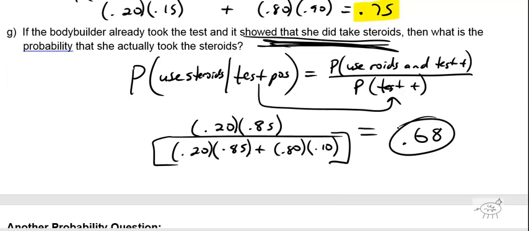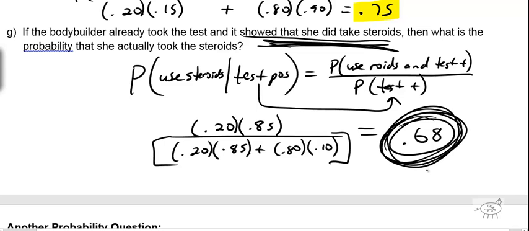Okay, so thinking of this probability here, or just the answer, if the bodybuilder already took the test, so the test showed that they took steroids. What's the probability that they actually took it? Well, if the test shows it, then the probability is kind of high, right? So the probability is relatively high because the test is showing, yeah, you know what, you took steroids. Hopefully the test is doing a good job. Okay? All right, cool.